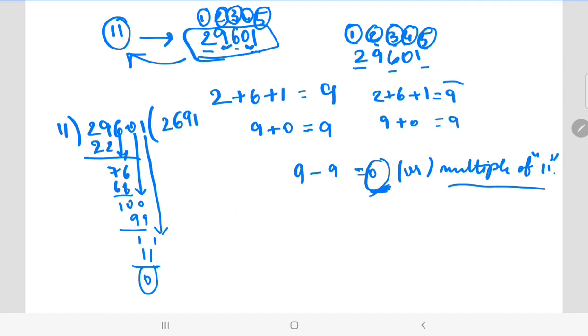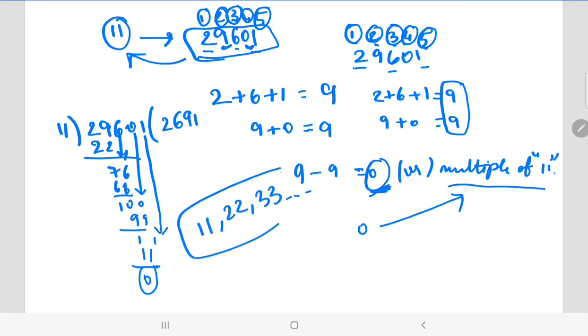Now what you need to do is subtract both of these. After the subtraction, the final answer that you are going to get should be either 0 or a multiple of 11. Multiple means if you just take 11, the multiples are 11, 22, 33, and so on. If you get multiples of 11 or if you get 0 as a final answer after doing all these steps, then that particular number is divisible by 11.